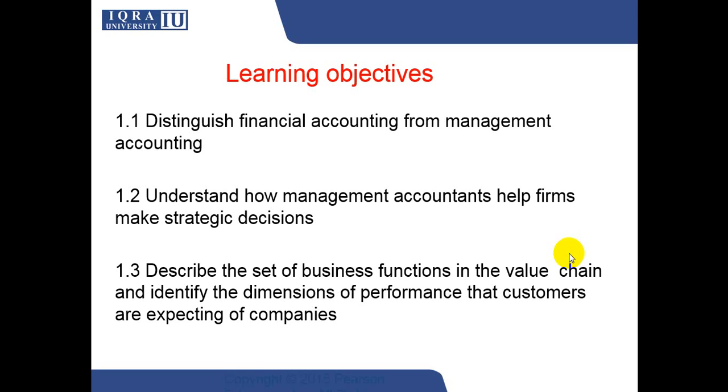In this chapter, number 1, we are going to first discuss a few learning objectives. Objective number 1, distinguish financial accounting from management accounting. Learning objective number 2, understand how management accountants help firms make strategic decisions. 1.3, describe the sets of business functions in the value chain and identify the dimensions of performance that customers are expecting of companies.